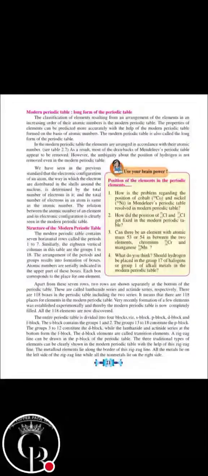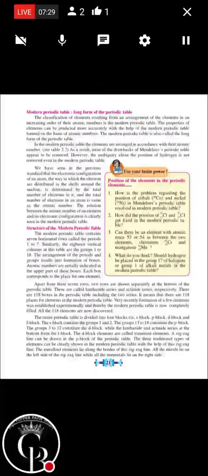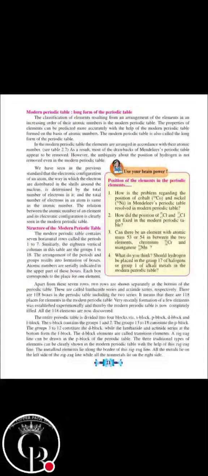Structure of the modern periodic table. The modern periodic table contains 7 horizontal rows called periods, 1 to 7. Similarly, the 18 vertical columns in the table are the groups, 1 to 18. The arrangement of the periods and groups results in the formation of boxes. Atomic number is indicated in the upper part of each box. Each box corresponds to the place for one element.